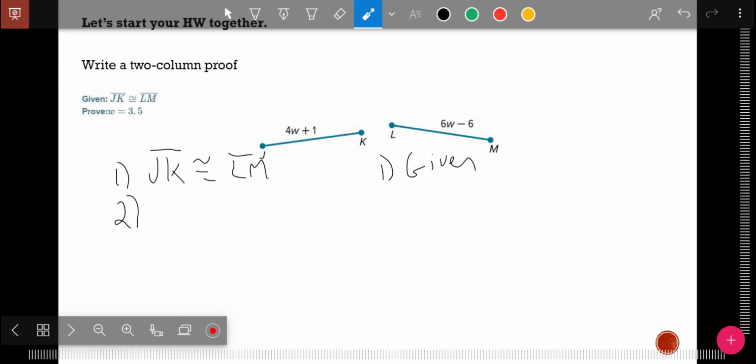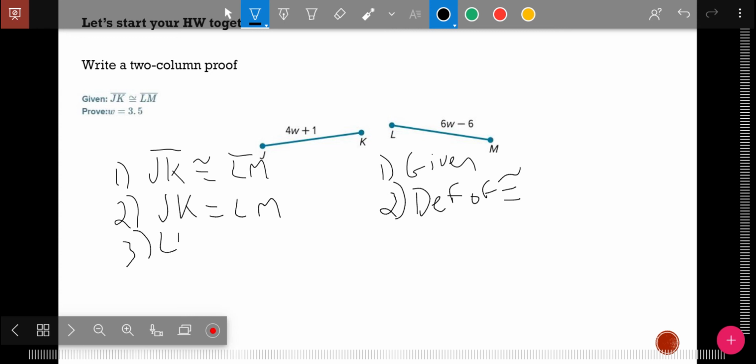But then I'm going to say, because this is JK right here, I'm going to plug it in for JK. Because this is LM right here, I'm going to plug it in for LM. Congruent means they're equal. I guess I should say that first. JK is equal to LM, definition of congruent. And so now I can plug in 4w plus 1 equals 6w minus 6.